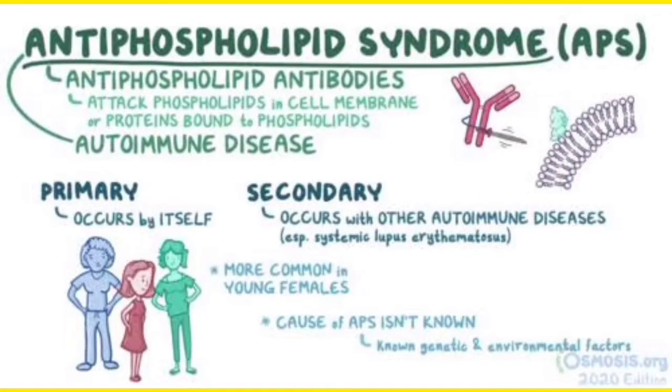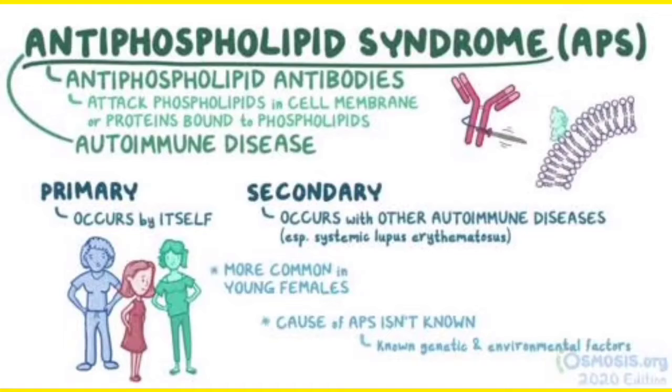These autoimmune antiphospholipid antibodies attack the phospholipid that is there on the cell membrane, or the proteins that are bound on the cell membrane. On the right side picture you can see the phospholipid, which is an integral part of the cell membrane. Whenever these antiphospholipid antibodies are produced, they attack the phospholipid that is bound on the cell membrane.